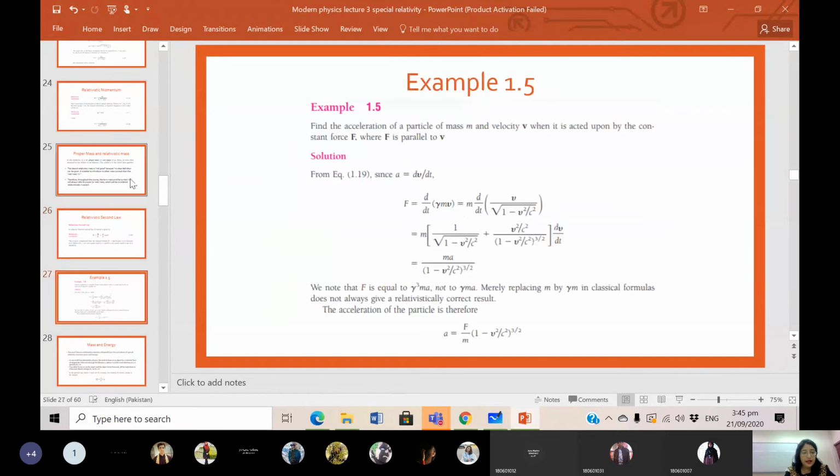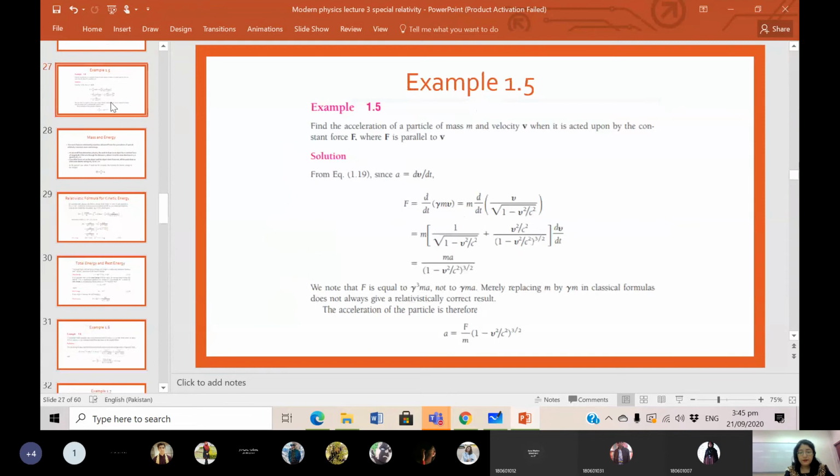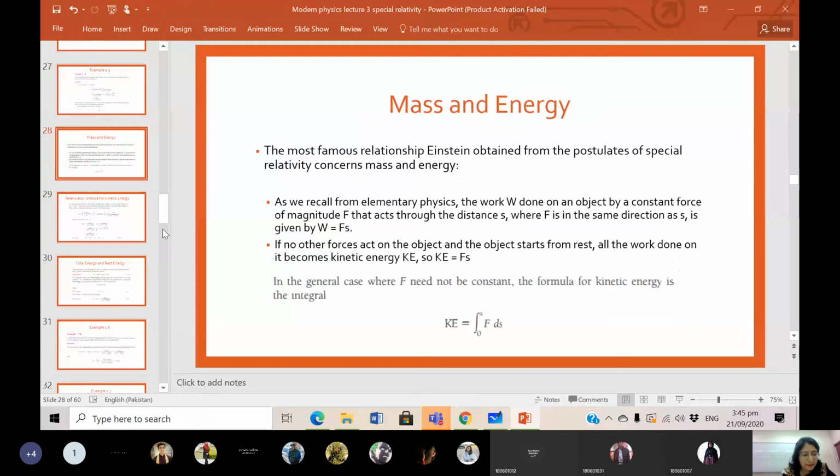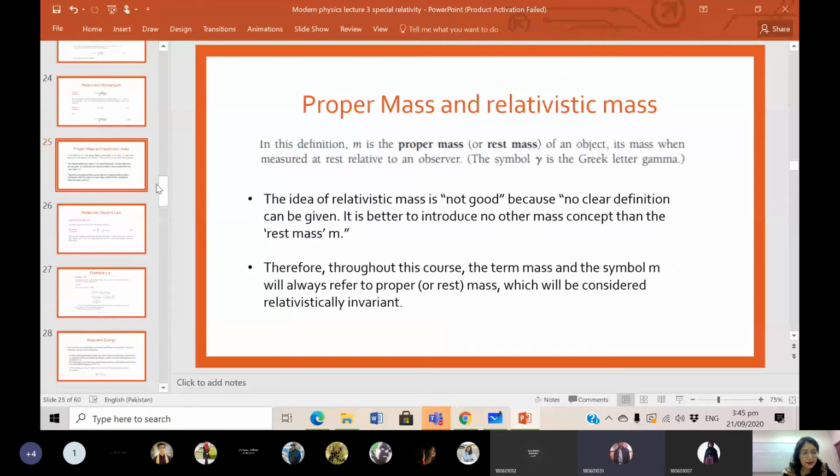We have an example here. We will do this example. Did I have another example as well? Let me check. Relativistic second law. I thought I had another example, but anyway.